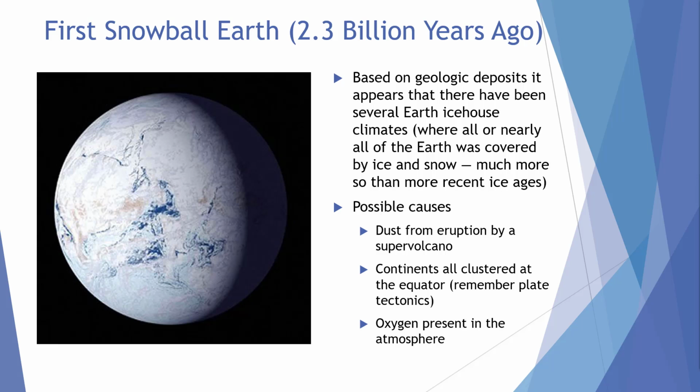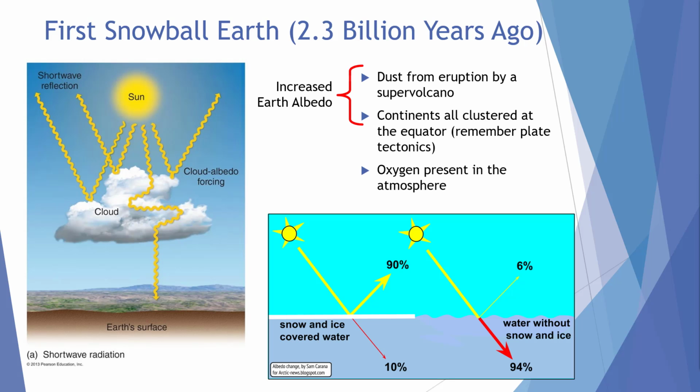and oxygen being present in the atmosphere was also very important. These causes are not mutually exclusive and probably would have worked together to create this event. So let's go over these different causes. So first is dust from eruption by a supervolcano and the continents all being clustered at the equator.